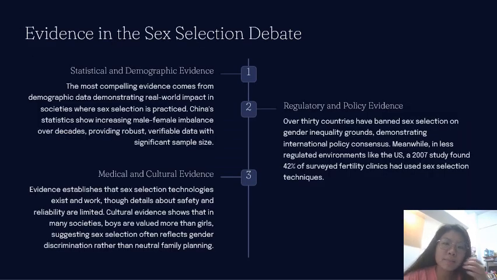Now let's examine the evidence used to support arguments in this debate. Statistical and demographic evidence provides the most compelling data. China's statistics show increasing male-female imbalance over decades, providing robust, verifiable data with a significant sample size. This evidence demonstrates the real-world impact in societies where sex selection is practiced.